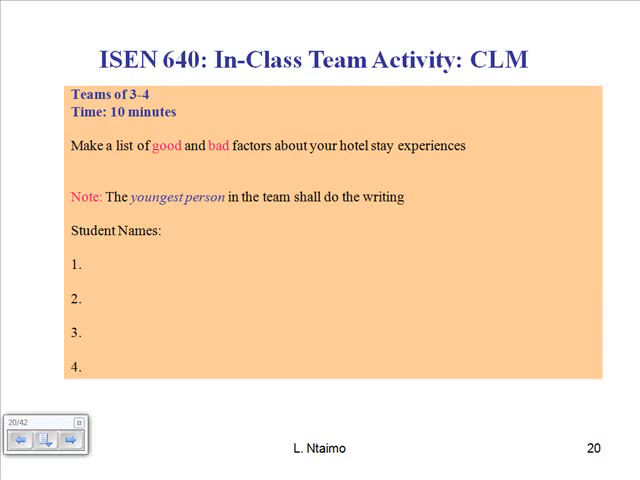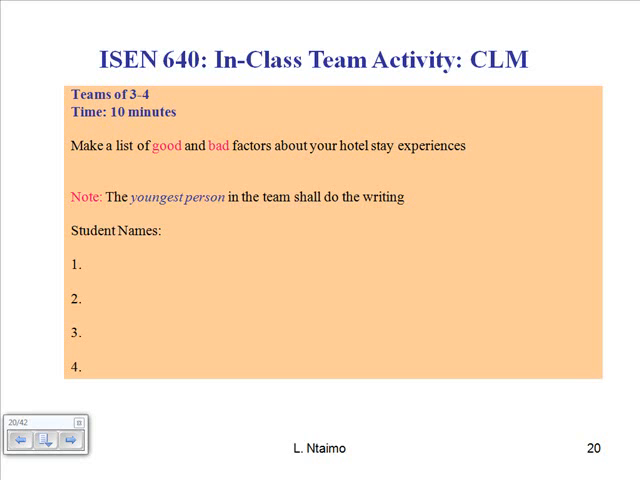And so what I want to do now is I want you to break up in teams of 3 or 4. Okay? So make sure you're 3 or 4 in a team. And what I want you to do is make a list of good and bad factors about your hotel stay experiences. Everybody should have stayed in a hotel at one point in time. And we're going to make a list of good and bad things about staying at a hotel that you experienced.